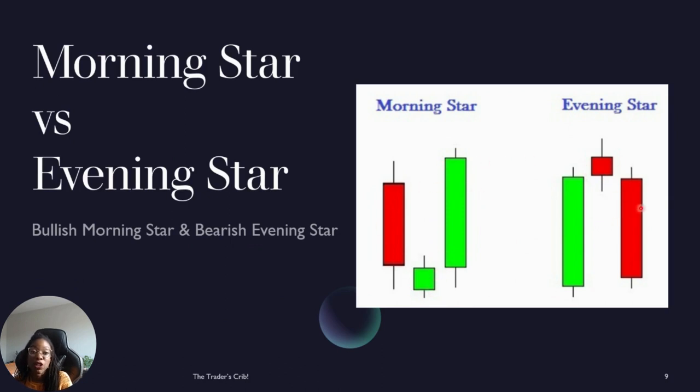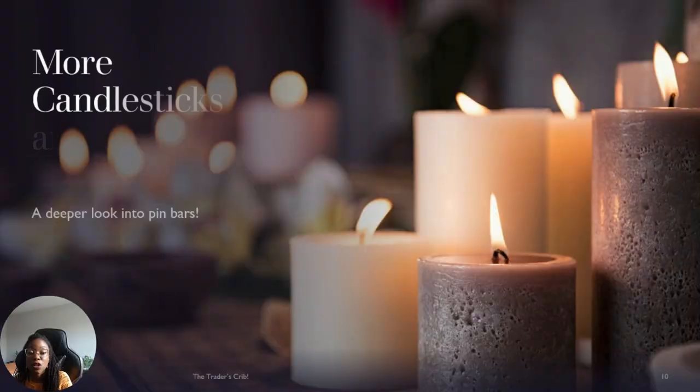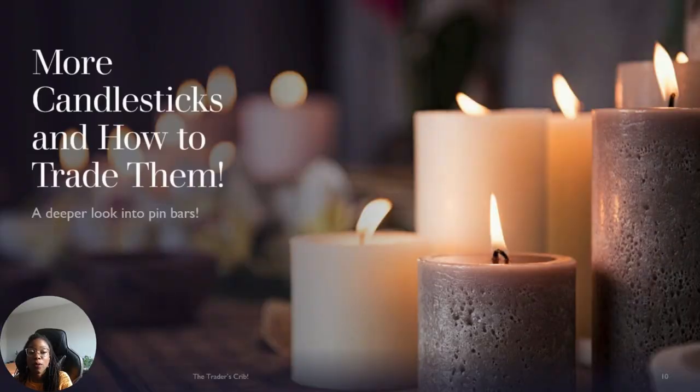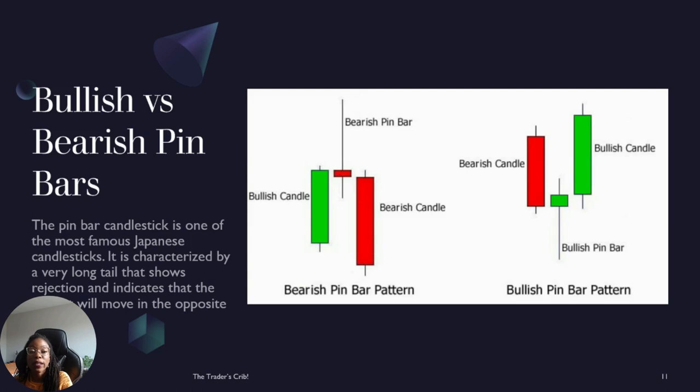Morning star versus an evening star. A morning star is going to be your bullish pattern. So price was coming down. Price created a doji or a pin of some sort and decided which way it wanted to go next. So the dojis usually kind of show a tug of war between the bulls and the bears. Once they figure out who wins, price will take off in that direction. So in the morning star, the bulls win, and in the evening star, the bears win.